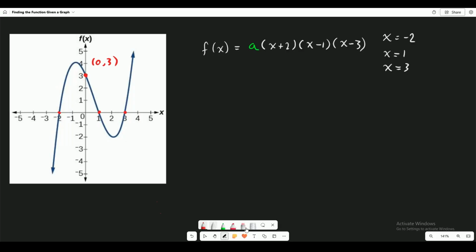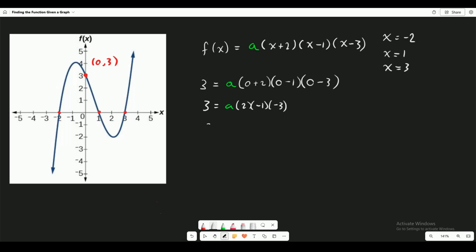So here I go. So 3 is equal to some number a, you don't know what it is, times, well, x is 0. So it'll be 0 plus 2 times 0 minus 1 times 0 minus 3. Just like that. And we can keep solving this to find what our a value is. So now I have 3 is equal to a times 2 times -1 times -3.